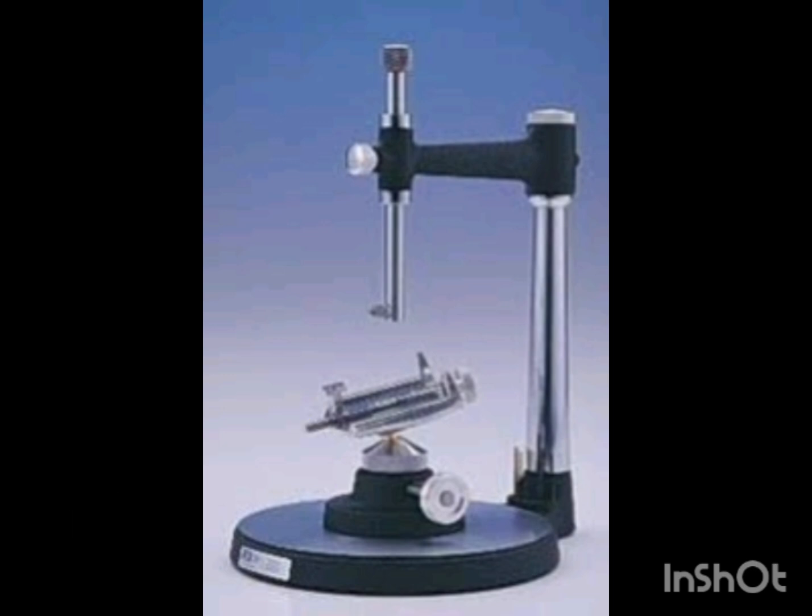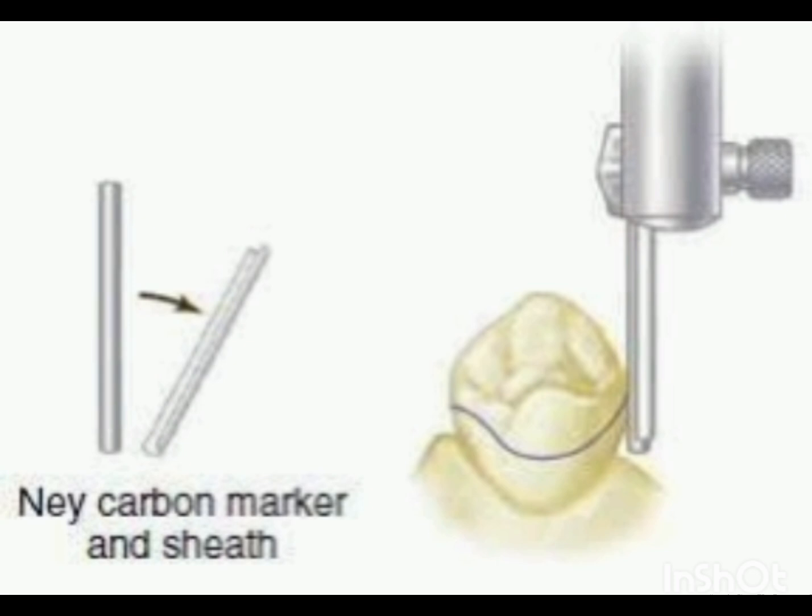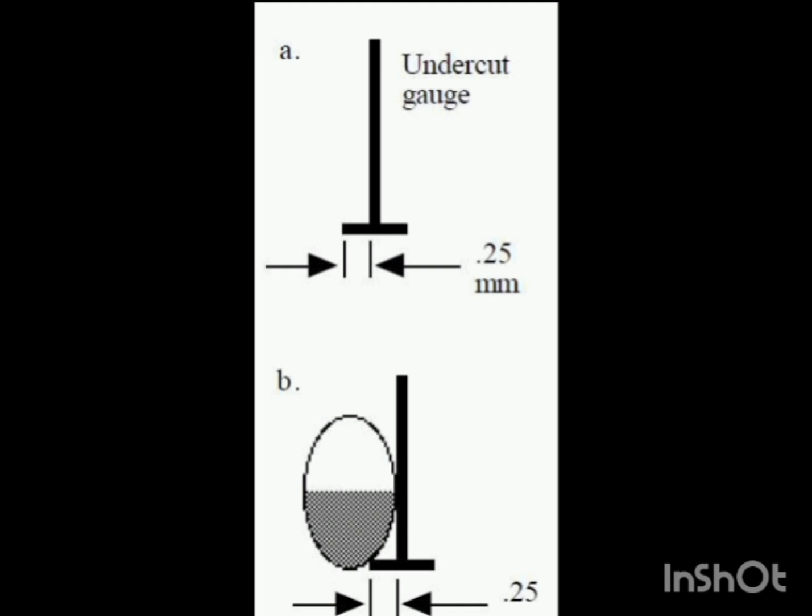And surveying tools, there are four surveying tools that are used. First is the analyzing rod, then we have the carbon marker, undercut gauge, and wax trimmer.